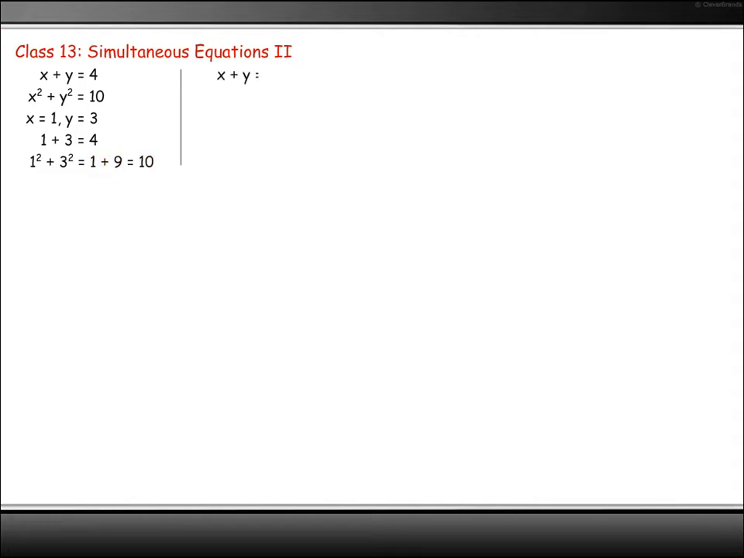You should be able to see that in this case, the order of the numbers does not matter. So x could be 3 and y could be 1. If you add 3 and 1, you get 4. And if you add 3 squared to 1 squared, you get 10.